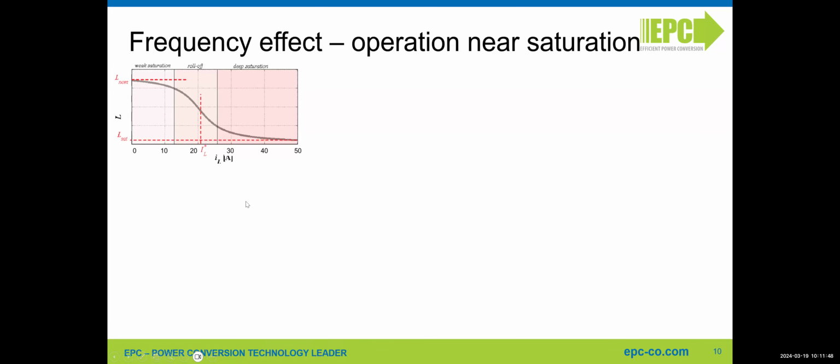Another important effect of the PWM frequency is related to the inductance. Typically, if the current increases, the motor may enter a weak saturation, and then the inductance can start becoming smaller. This effect is visible when the current becomes bigger.